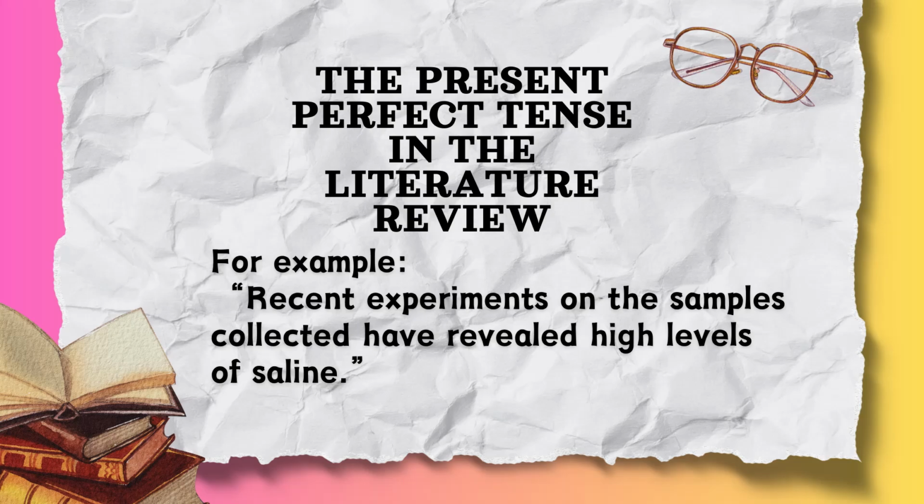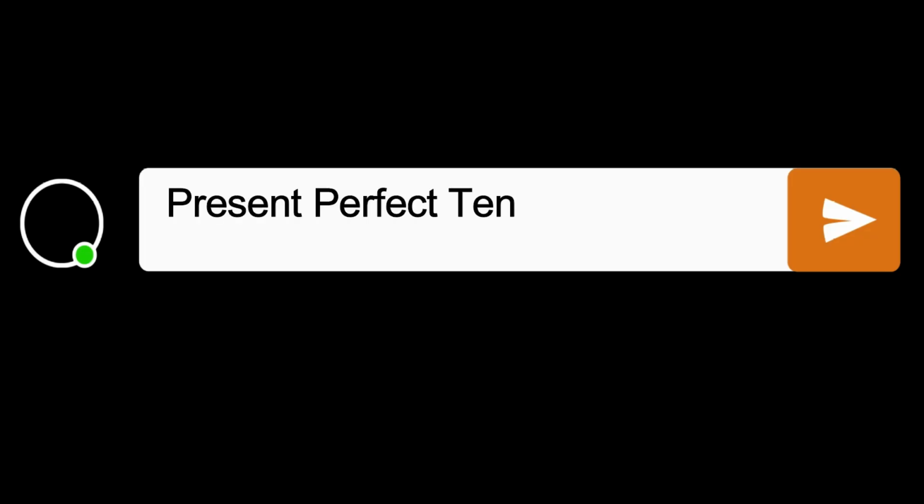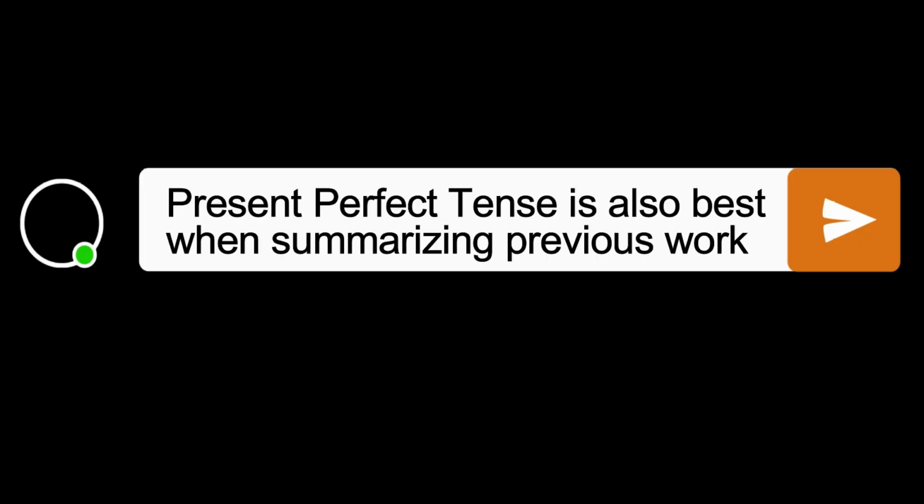Additionally, the present perfect tense is also used frequently in the literature review sections while referring to previous research that is fairly recent. For example, recent experiments on the samples collected have revealed high levels of saline. The words which are in present perfect tense are have revealed. Present perfect tense is also a best choice when summarizing previous work. When summarizing a whole body of research or describing the history of an ongoing debate, use the present perfect tense.